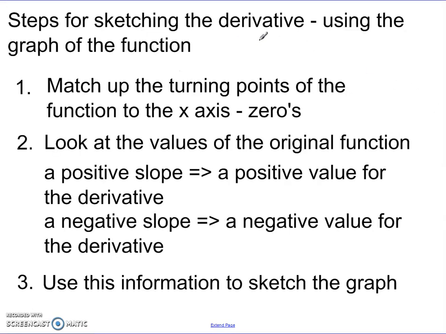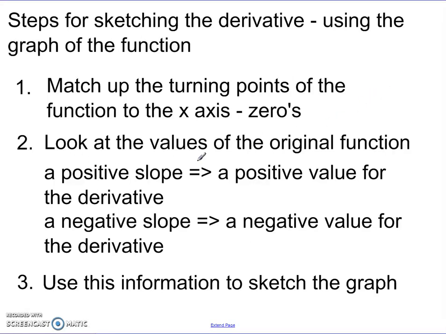When we are sketching the derivative using the original graph, we have to match up and make sure we've got a couple of key bits of information. The first one, we have to match up the turning points of the function to the x-axis. So if we take the original function, we have the turning points. Remember, the rate of change of the derivative is equal to 0 at that point. So any turning point matches up to a 0 or an x-axis intercept or a root of the derivative.